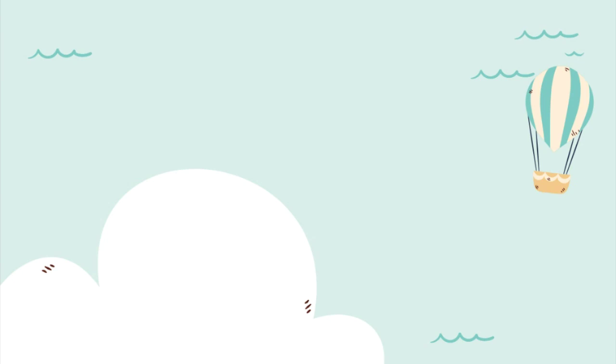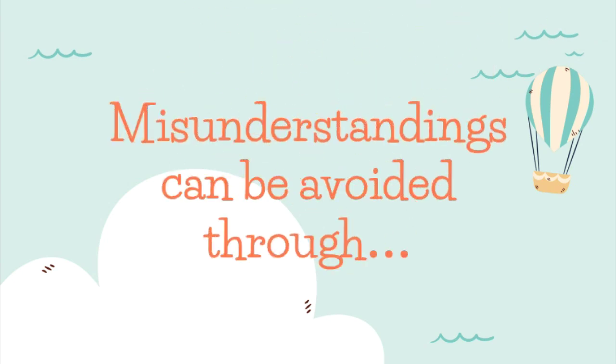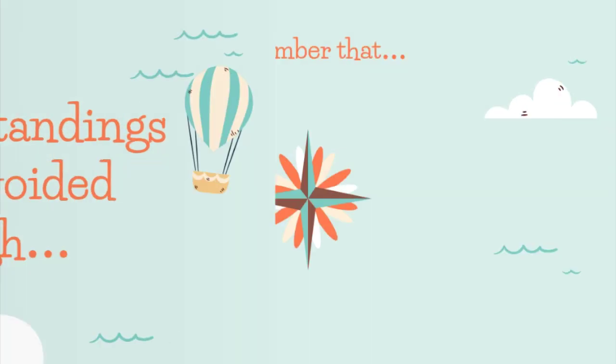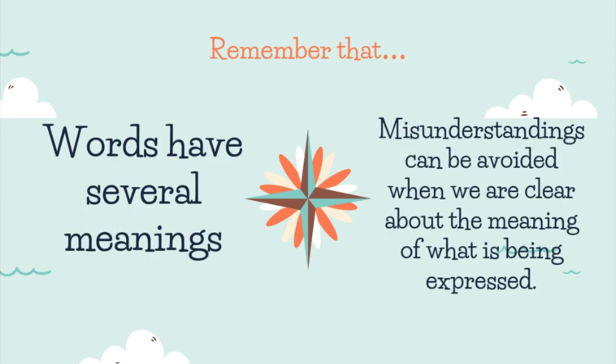Now, the question is, how can we avoid misunderstandings? Misunderstandings can be avoided through clarity. Remember that words have several meanings. Misunderstandings can be avoided when we are clear about the meaning of what is being expressed. So that ends our lesson for today.